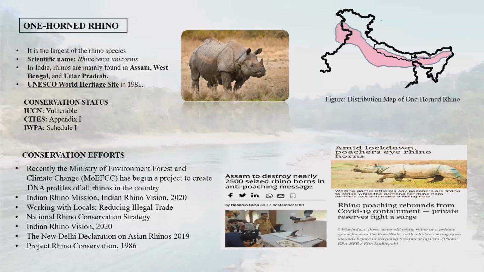Conservation efforts used by the government to conserve them are, recently, the Ministry of Environment, Forest and Climate Change has begun a project to create DNA profiles of all rhinos in the country. National Rhino Conservation Strategy, in which there is active engagement between India and Nepal to conserve them. Indian Rhino Vision 2020, launched in 2005 to attain a wild population of at least 3,000, spread over several protected areas in the Indian state of Assam by the year 2020.